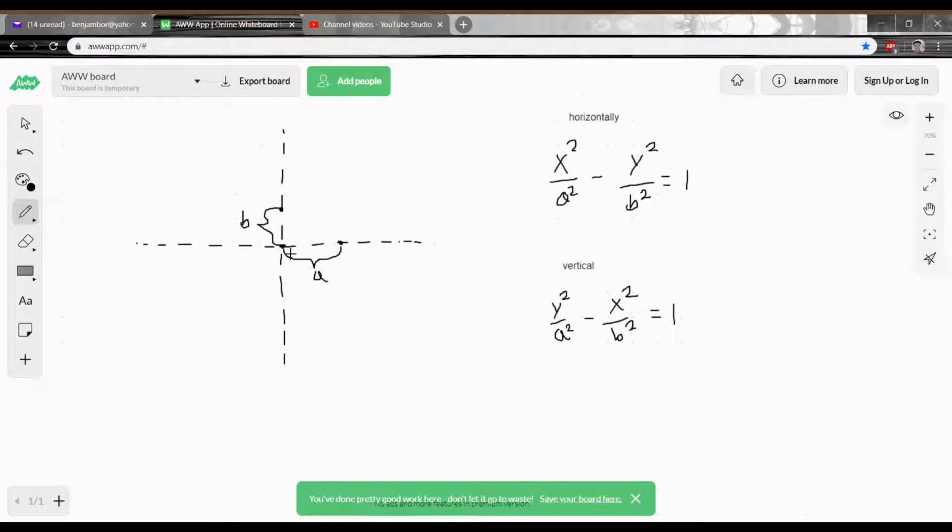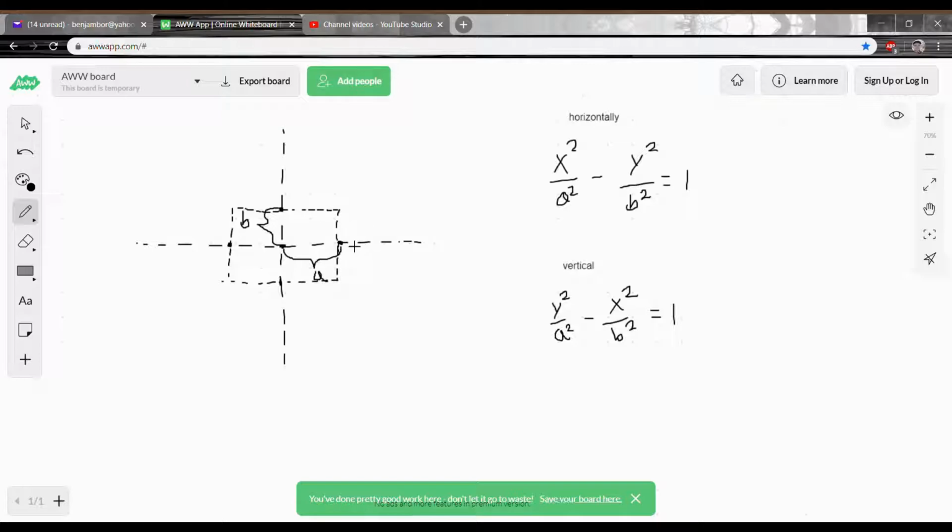The a value also represents this distance. This is also a. The b value also represents this distance. From b to the center to b, these are the same. And you can draw a rectangle on these points. So the rectangle is going to look kind of like this. And now we can actually shape our hyperbolas.